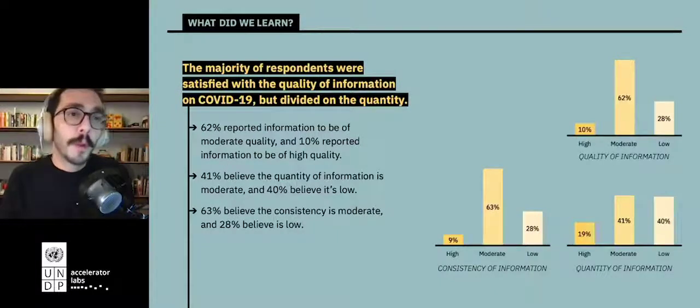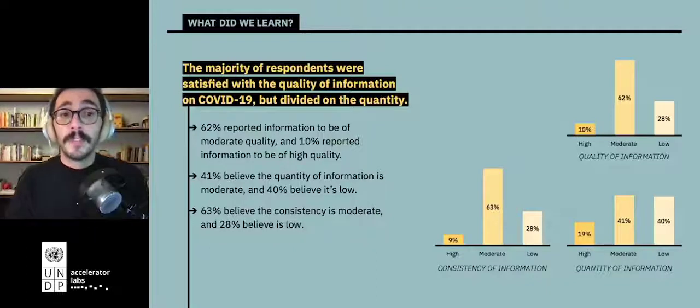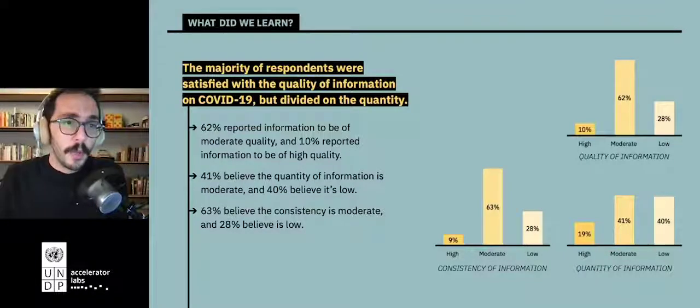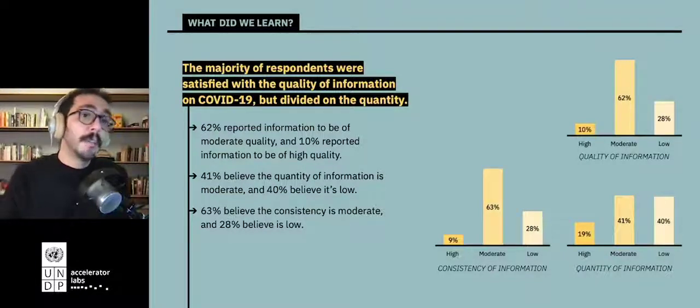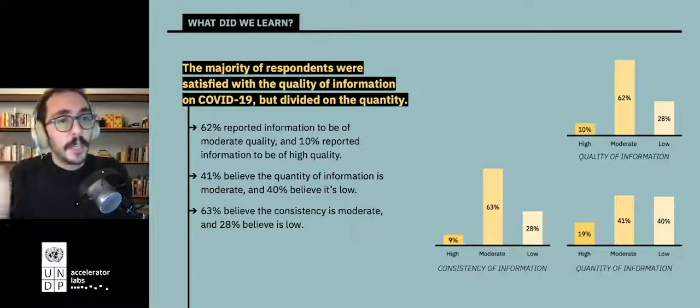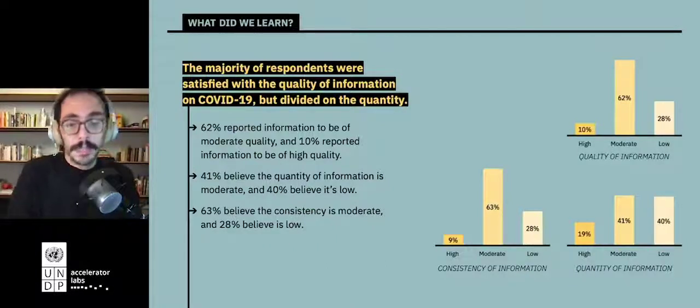The majority of our respondents were satisfied with the quality of information on COVID-19, but they were divided on the quantity. 62% of our respondents reported information to be of moderate quality, and 10% reported information to be of high quality. 41% believed that the quantity of information is moderate, and 40% believed it's low. And 63% of them believe that the consistency is moderate, and 28% believe the consistency is low.